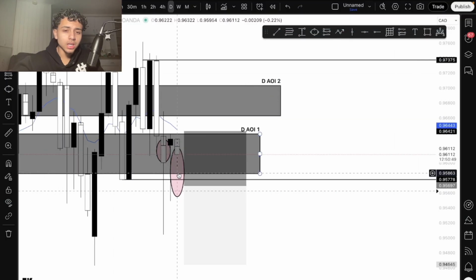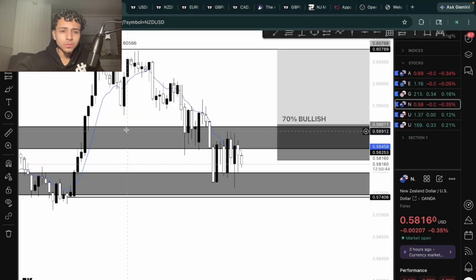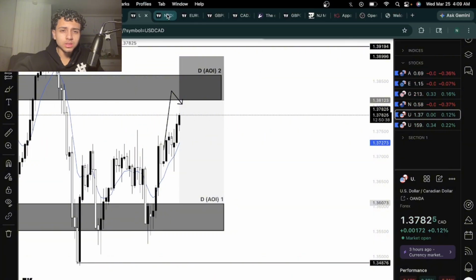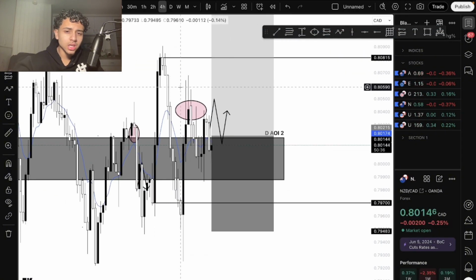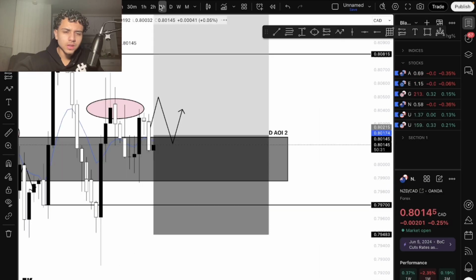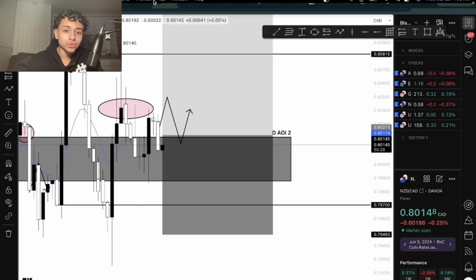We have AUD CAD. AUD CAD is currently also coming up. It hasn't gotten to the point I wanted. Then we go to NZD USD. Nothing crazy yet. USD CAD, nothing crazy yet. NZD CAD, nothing that crazy. Let me see what this is doing here. Okay, yeah, nothing too crazy.